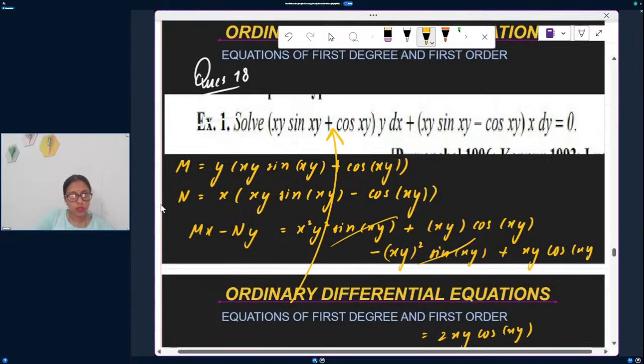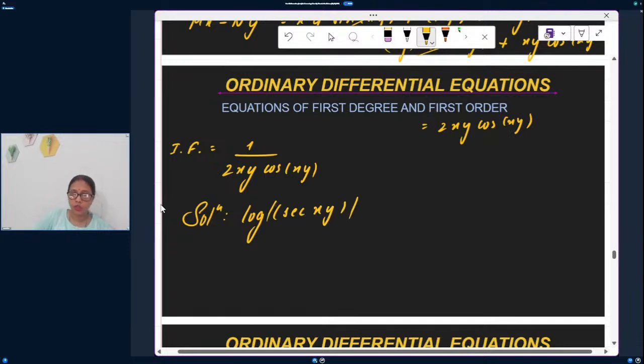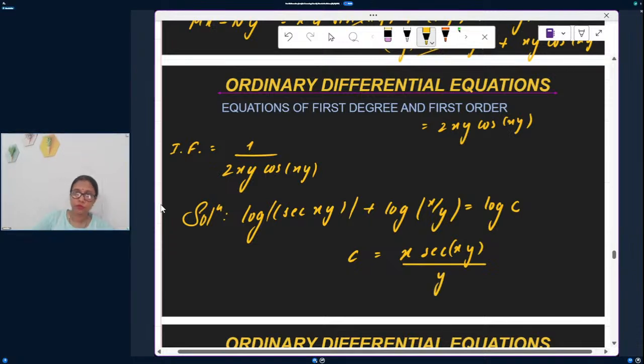Multiply with this differential equation and obtain a new differential equation that will be exact definitely. So your solution would be, I'm writing the final answer: log of secant xy plus log x by y is equal to log of c. So c is going to be x secant xy divided by y. That's your solution. Complete this till your solution.